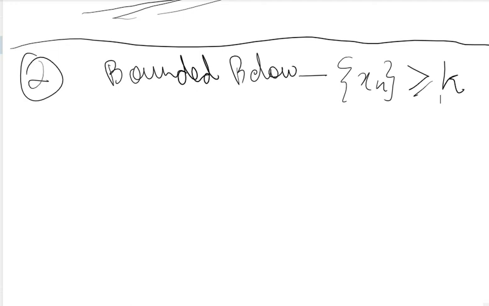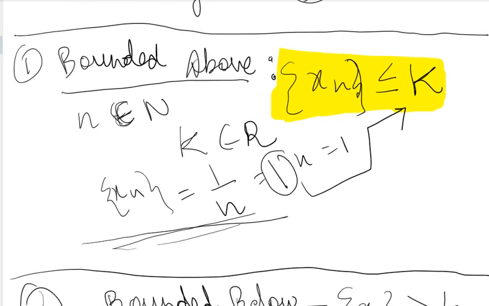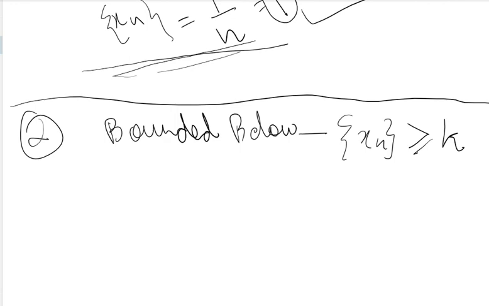In the bounded above part, you are getting x of n less than equal to k. But in the bounded below, now the x of n has become greater than equal to k. That means it will be either greater than the some real number k or will be equal to it. That means it will not go less than the value k. Let me give you an example.